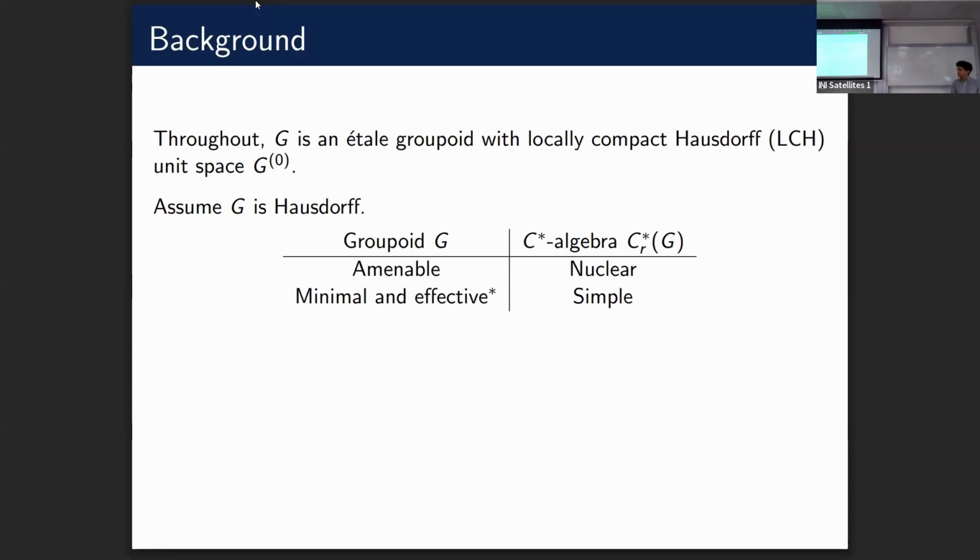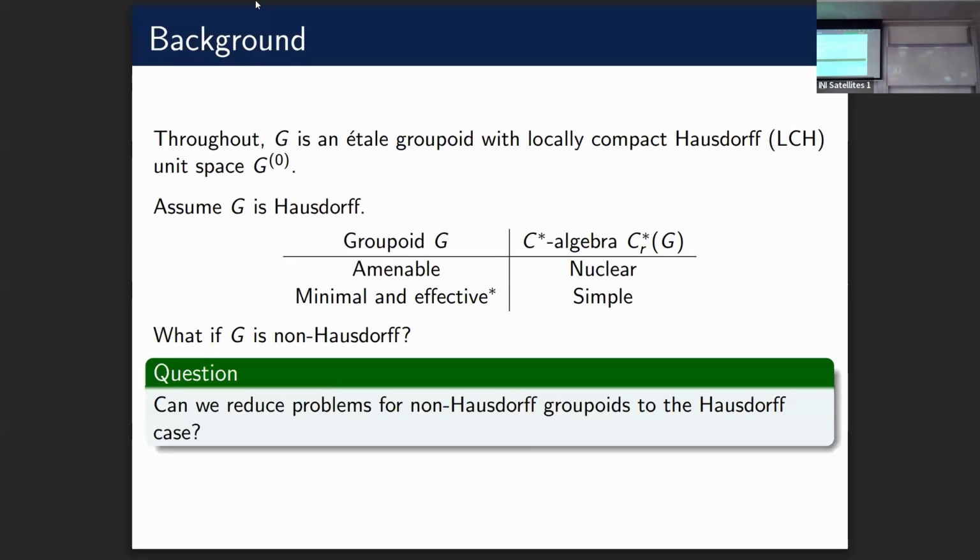Okay, so this is the Hausdorff case, but what happens if G isn't Hausdorff? If you're working with something non-Hausdorff, lots of technical difficulties arise. So maybe another question is: can we reduce problems for non-Hausdorff groupoids to the Hausdorff case?